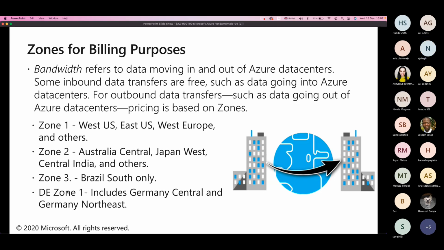Mohammed, yes. Narinder here. This is a small question. So are we saying that these zones for billing purposes are a separate entity from the availability zones?